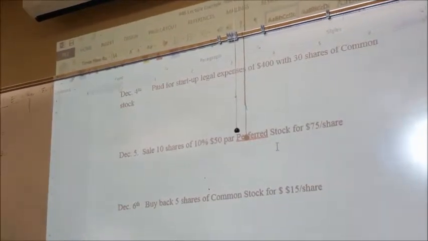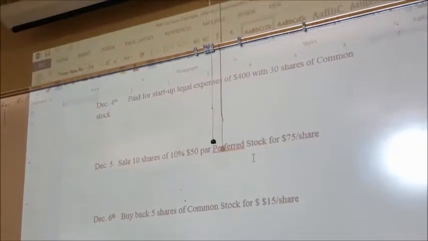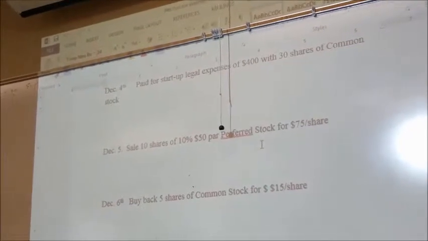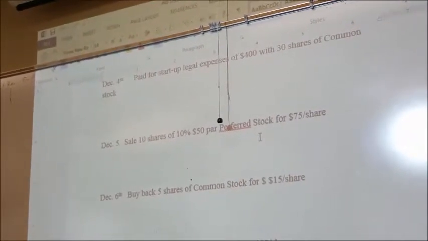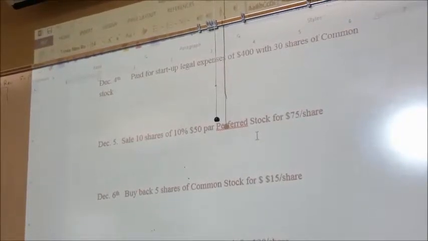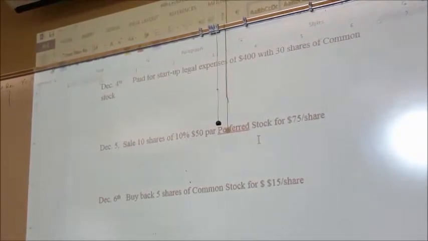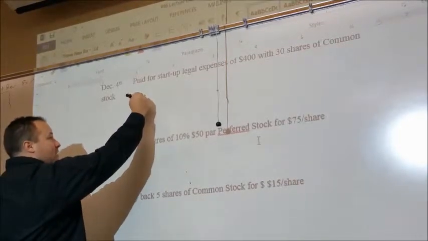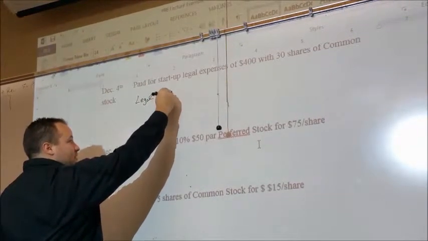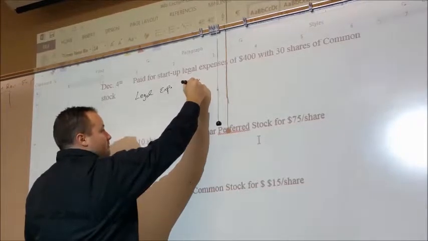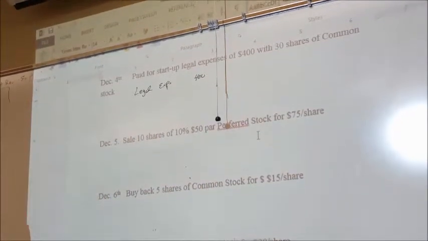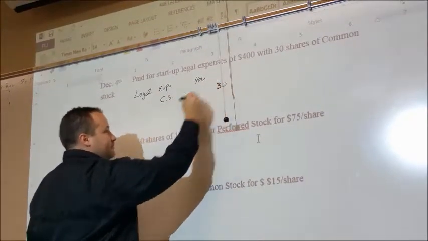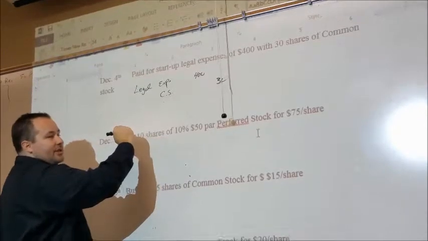We don't necessarily have to get cash, and we don't necessarily have to get equipment or some sort of asset. Maybe we're paying off an expense. My lawyers have done work for me, and I just don't have the upfront money to pay them, but in exchange they decide to take part ownership in our business, which very well could happen. So here we decide, okay, what was our total legal fees, so legal expense, and I give them common stock, 30 shares at $1 a piece.